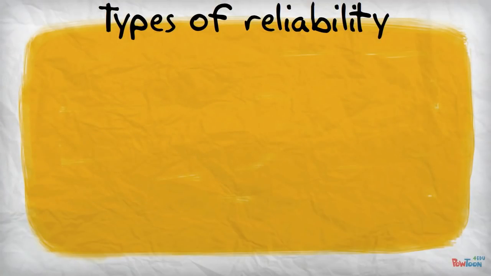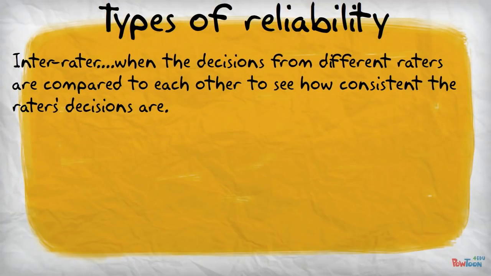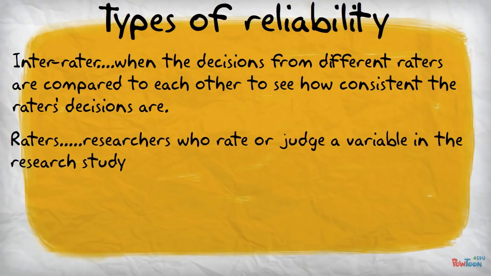Okay, the next is inter-rater reliability. This is when the decisions from different raters, a rater is a researcher who rates or judges a variable or variables in the research study, are compared to each other to see how consistent the different judges' decisions or ratings are.